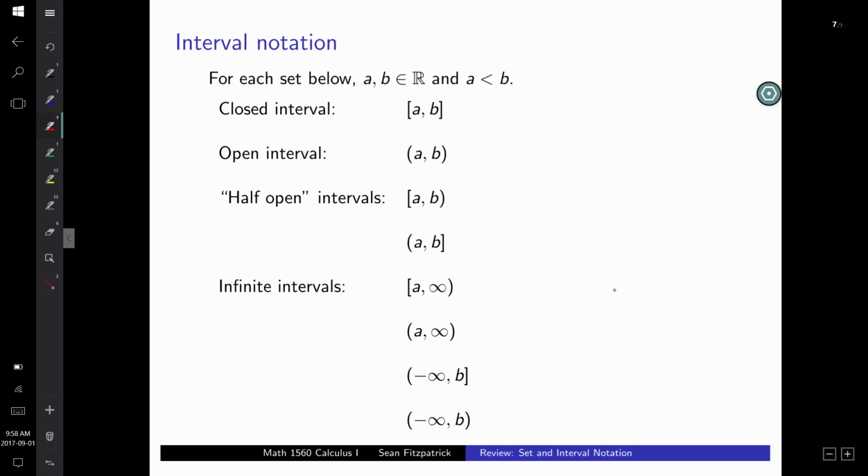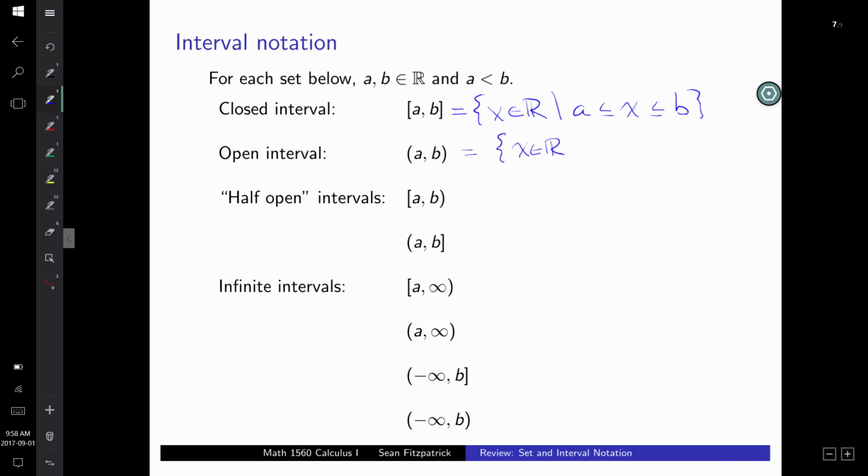Closed interval. The interval from A to B. The square brackets indicate that you're including the endpoints. So this is the set of all real numbers x such that A is less than or equal to x and x is less than or equal to B. Right? So it's all the numbers between A and B including A and B. Okay? The open interval, you don't include the endpoints.